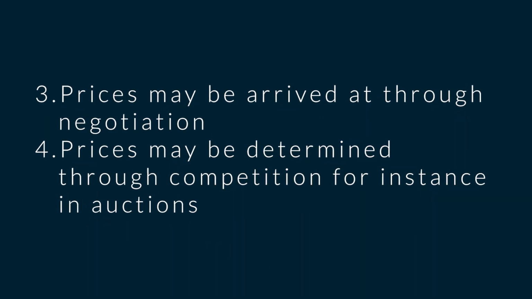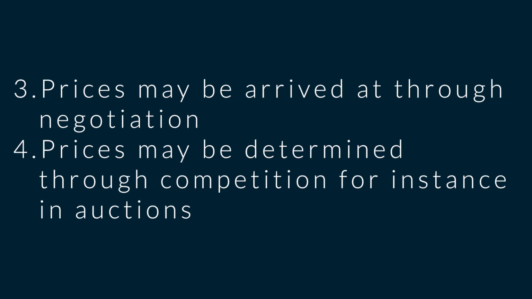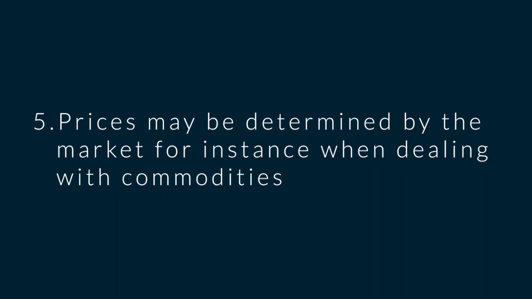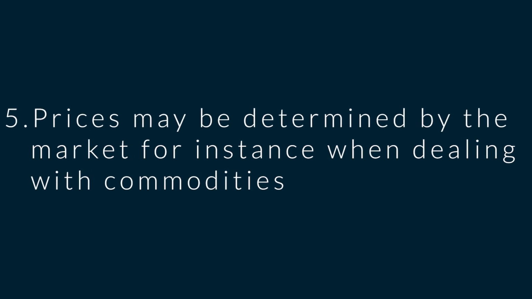Prices may be arrived at through negotiation. Prices may be determined through competition, for instance in auctions, where somebody says, this is the starting price for us to sell these things. So 50. Anybody who wants to give us more than 50, 60, 70. That's an auction. At that point, you're just bidding for prices. Number 5, prices may be determined by the market, for instance, when dealing with commodities.